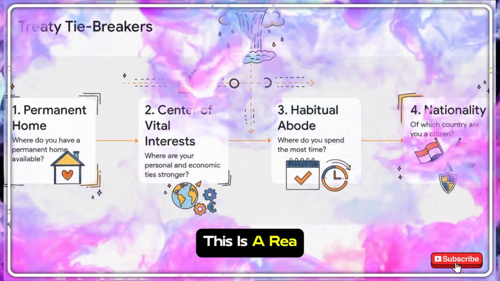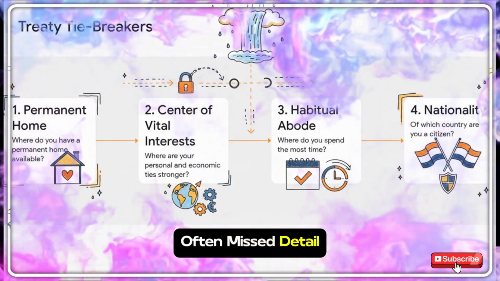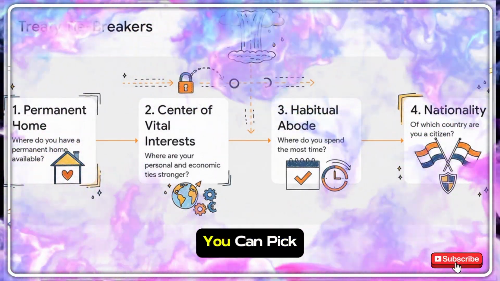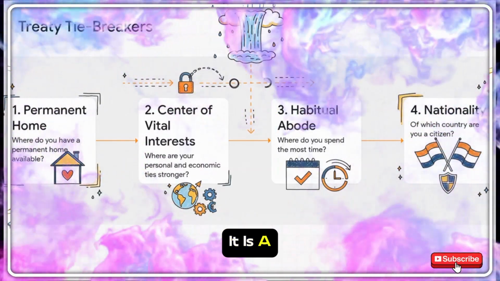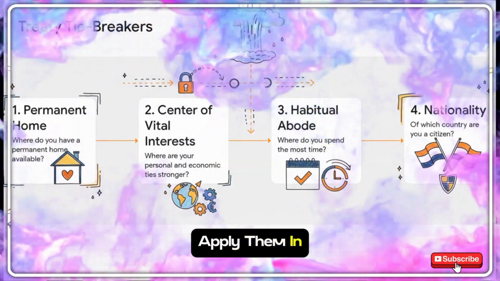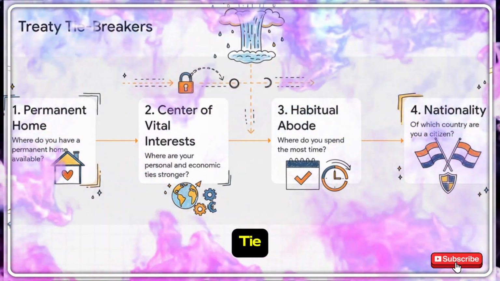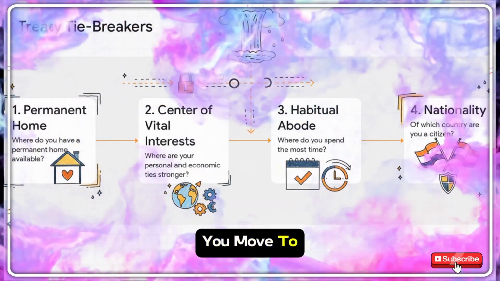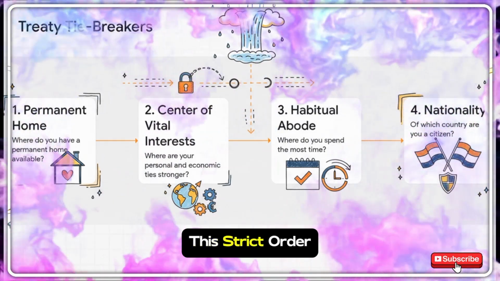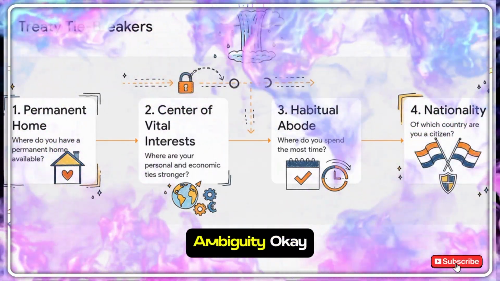Now, this is a really important and frankly often missed detail. The tiebreaker rules in a treaty aren't a menu you can pick and choose from. It is a strict, sequential process. You have to apply them in this exact order. You start with permanent home. If that's a tie, only then do you move to center of vital interests, and so on, down the list. This strict order is designed to force a clear winner so there's no ambiguity.